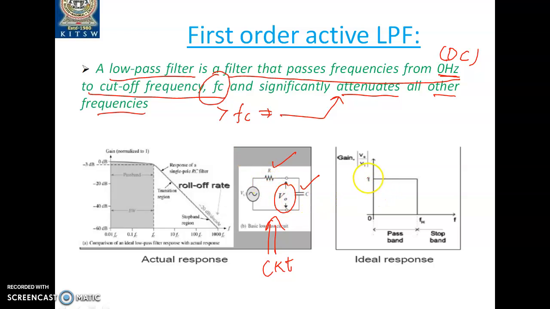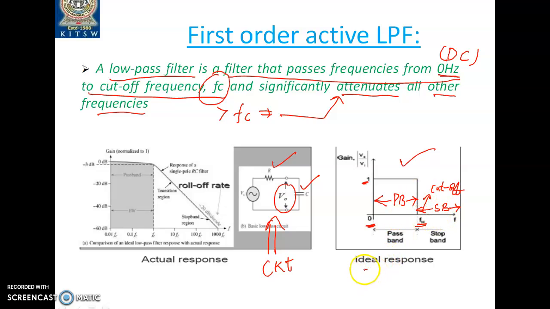Now this is the ideal response. For low frequencies the gain will be maximum, and if you increase the frequency, the gain will be constant for some duration, and then it will fall from maximum to minimum. This frequency I am calling the cutoff frequency. These are the frequencies of the signal which are allowed, so I am calling this the pass band, and this is the region where all signals of those frequencies will be attenuated, the stop band.